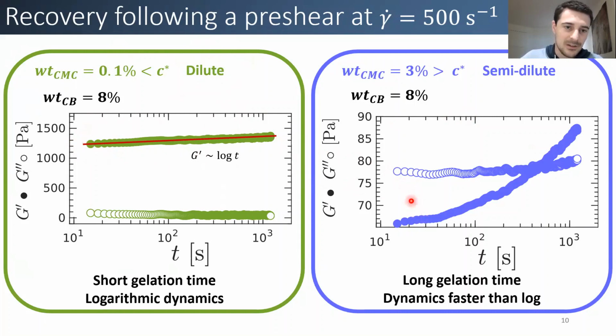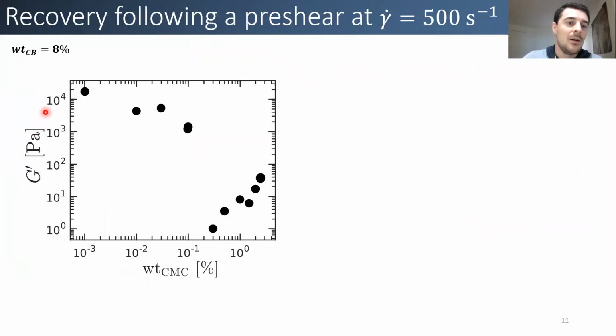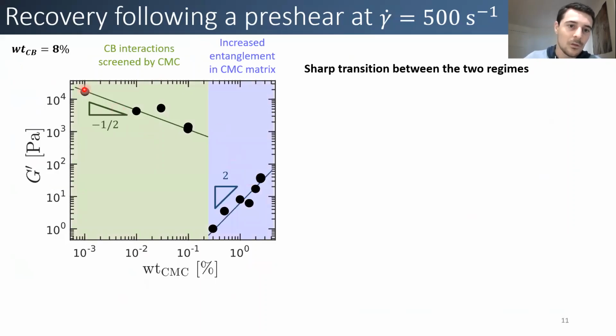Let's have a look more systematically. Here we plot the elasticity as a function of the CMC content, and you observe two very different regimes. In the first one, the elasticity is a decreasing function of the CMC content. This can be explained by the fact that CMC screens the interaction between the carbon black particles. This is why it is a decreasing function.